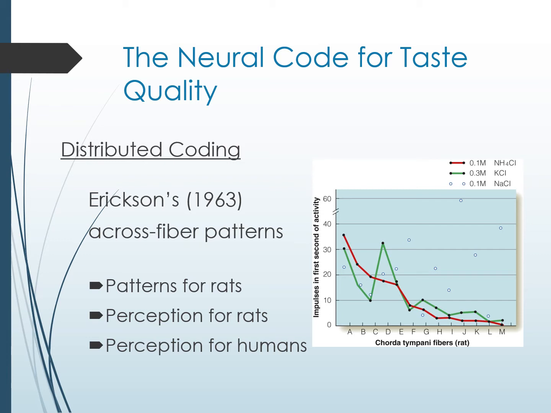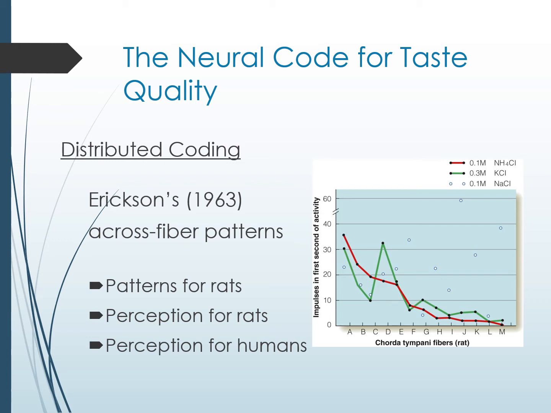And then if we look at sodium chloride, which tastes kind of salty, in the open dots, you can see that the across fiber pattern is really very different. A through D look relatively similar. You might even say A through E. But then as you get to F through M, those fibers are responding very differently. Okay, that is the neurological code for these taste qualities.